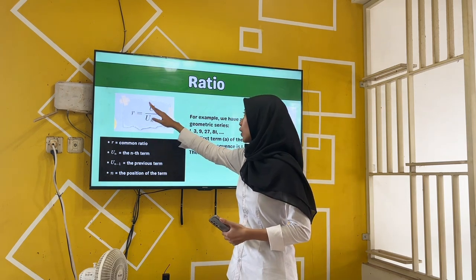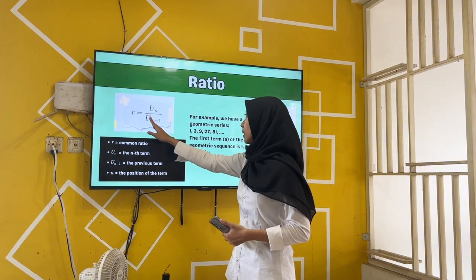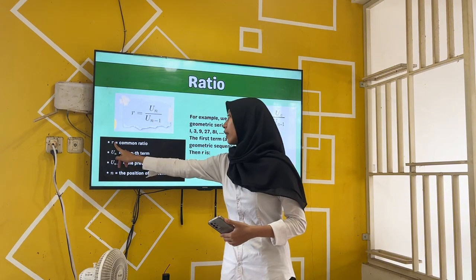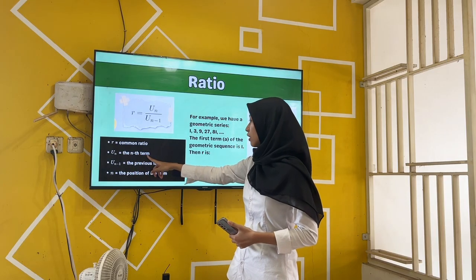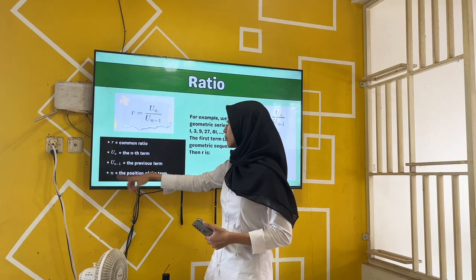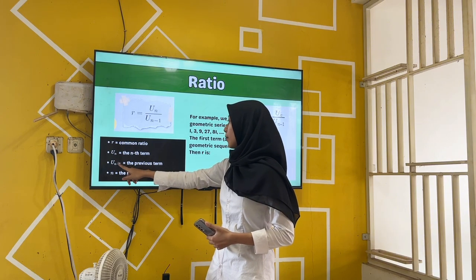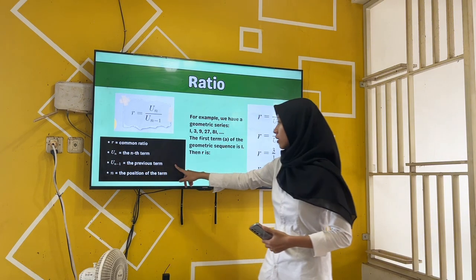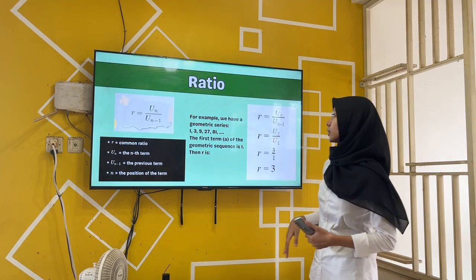Okay guys, we can find the ratio by using this formula: r equals U sub n divided by U sub n minus 1. r is the common ratio, U sub n is the nth term, and U sub n minus 1 is the previous term.